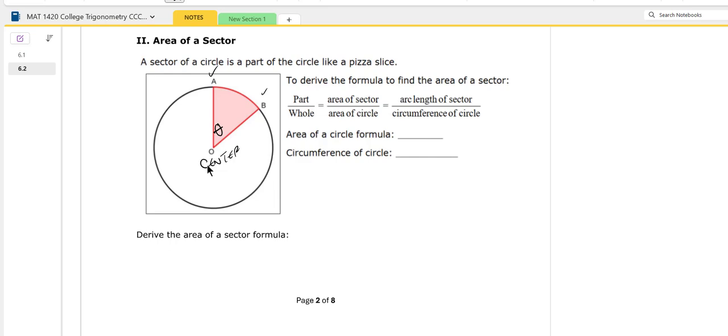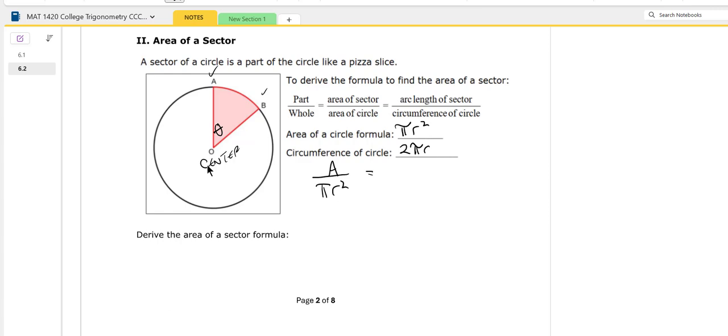There's two things you have to know. You have to know the area of a circle is given by pi r squared, and the circumference of a circle is given by 2 pi r. You generally learn those in geometry. So we're going to do this part to whole. The part is going to be the area of the sector, which would be this part in pink. We're going to compare that to the big, which would be the area of the circle. So the area of a sector, we're going to use capital A for that, divided by the area of a circle, which is given by the formula pi r squared.